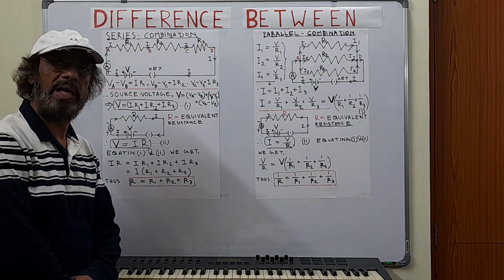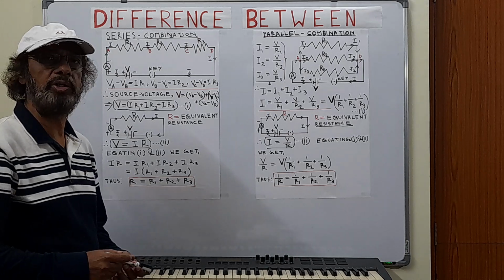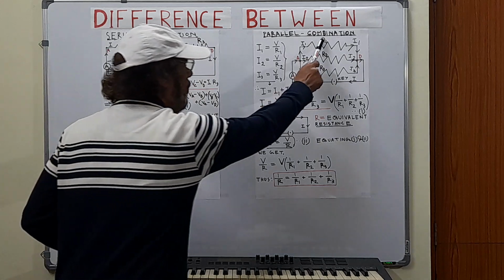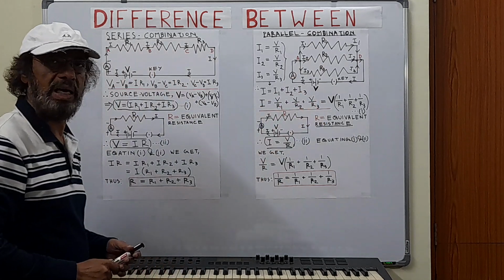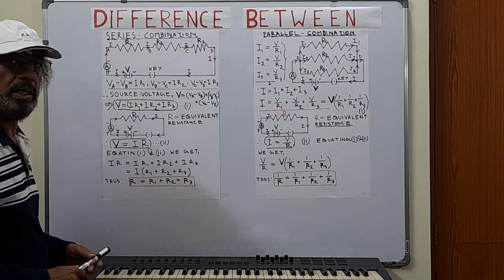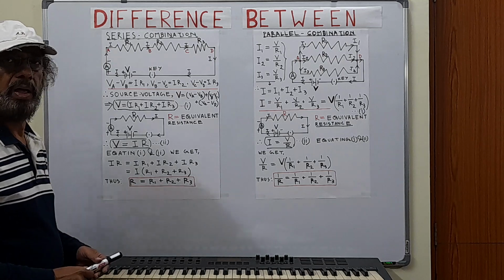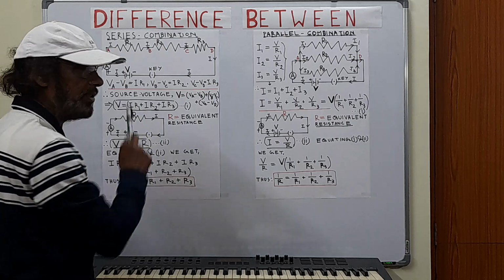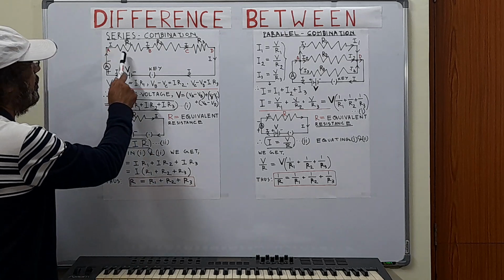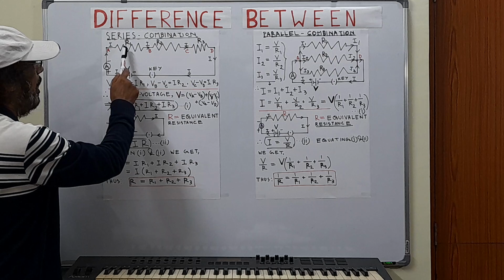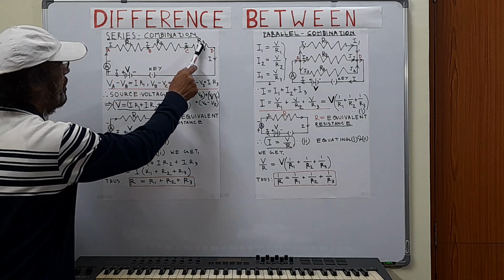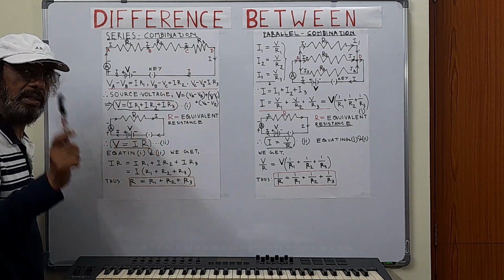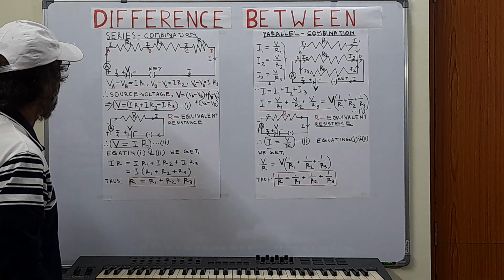Today I shall explain the basic difference between the series combination and parallel combination of resistances in current electricity. Let us first explain the circuit diagram for series. Suppose there are three resistances R1, R2 and R3 connected end to end, that is in series combination.